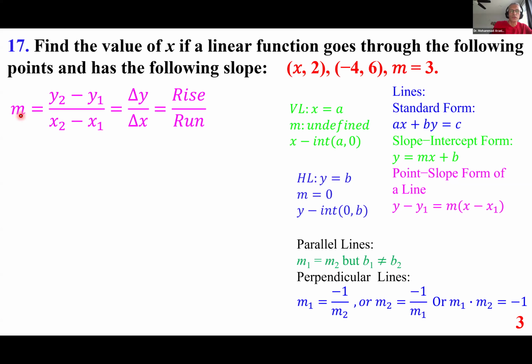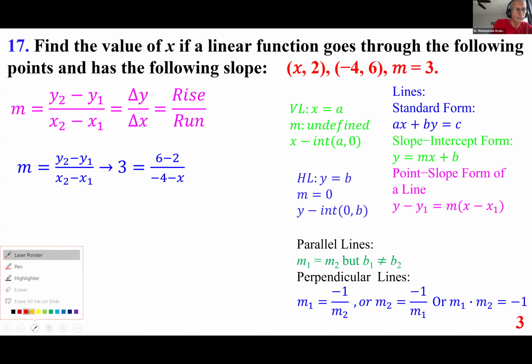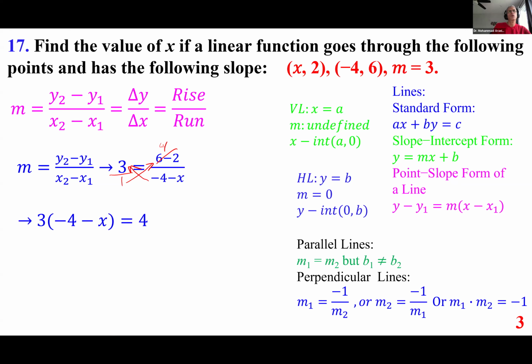The slope is defined as rise over run, y sub 2 minus y sub 1 over x sub 2 minus x sub 1. So 6 minus 2 over -4 minus x must be equal to the slope, which is 3. So we use this definition, and we write the following. Cross product, and this is 4. So 3 times (-4 minus x) equals 4 times 1, or 4.